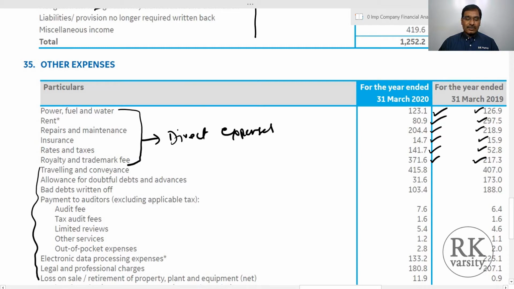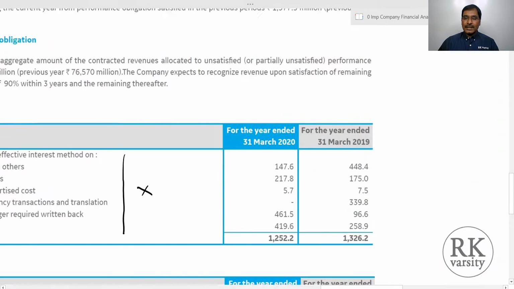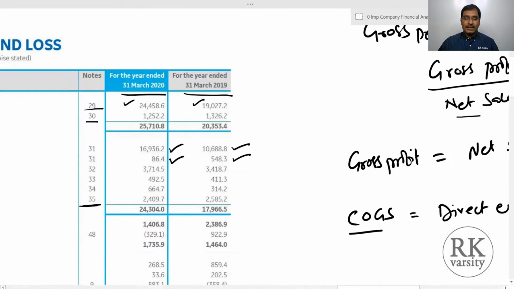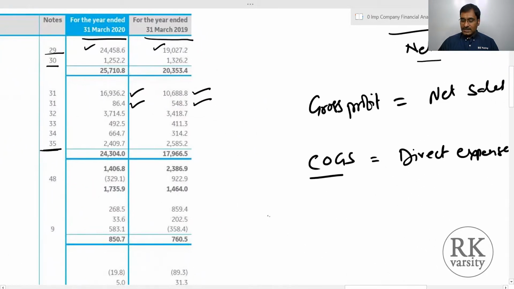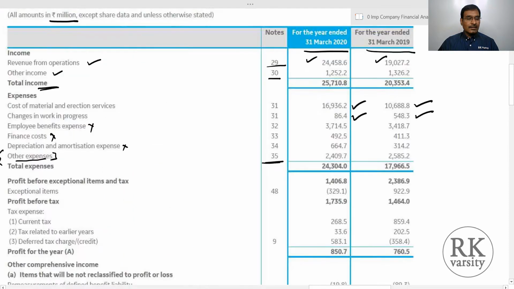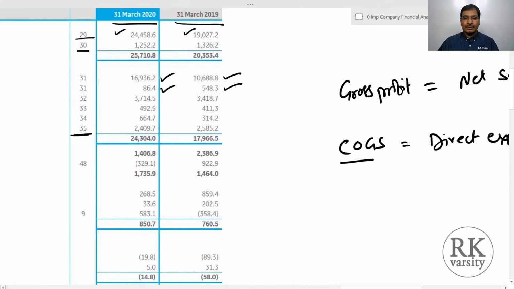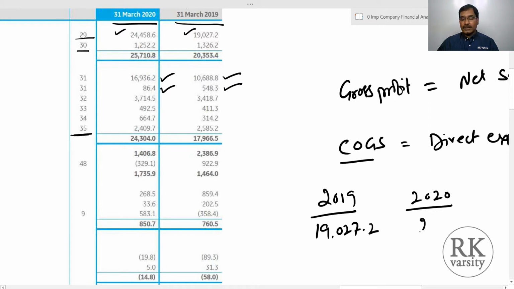Now using these values, we will calculate the gross profit first. So to calculate our gross profit, what we need is your net sales, that is operating income, or revenue from operations. So this is for 2 financial years we calculate. One is for 2019 and second one is 2020. So for 2019 the operating income is 19,027.2 million, whereas for 2020 this is 24,458.6 million. So this is revenue from operations.